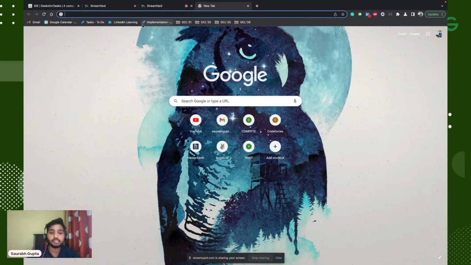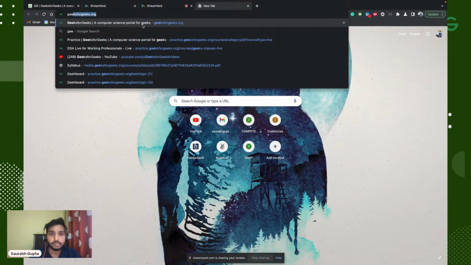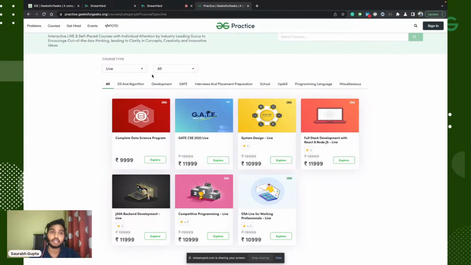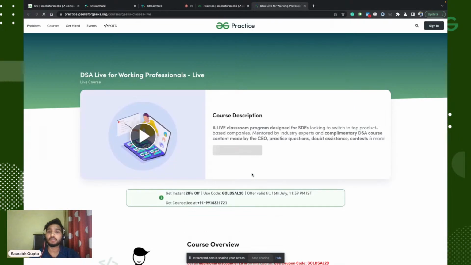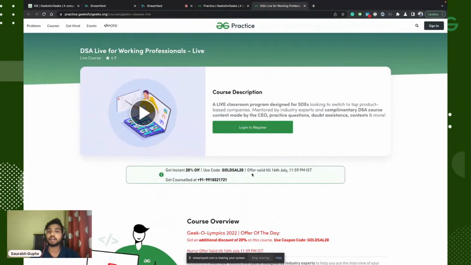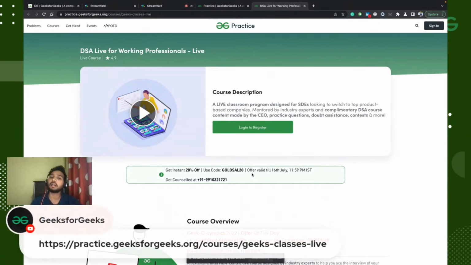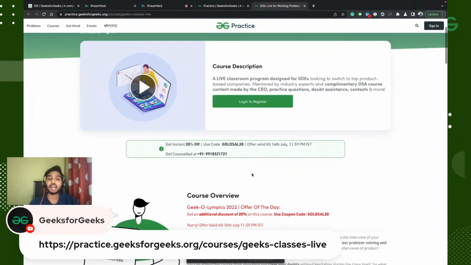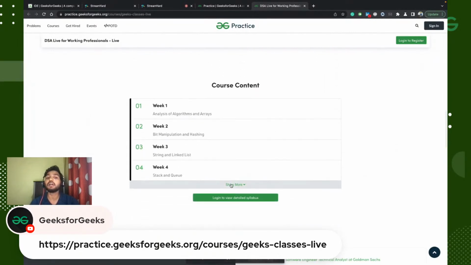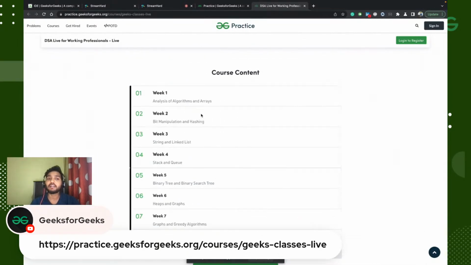So I'll just take you through the course. Yeah, if you go to the GeeksforGeeks live courses and select this DSA for working professionals, you can explore this course. Okay, so what does this course have to offer you? This course is a 2 months course. Okay, so there'll be a total of 16 classes. And each of the classes will be taken by me only. So we'll start with the very basic things in data structures and algorithms. So you can see the whole week's content that we are going to discuss.